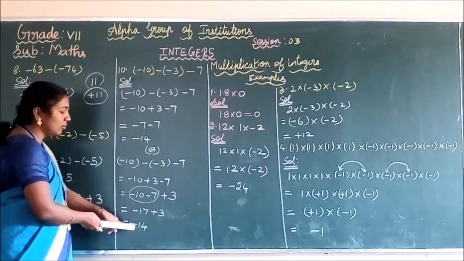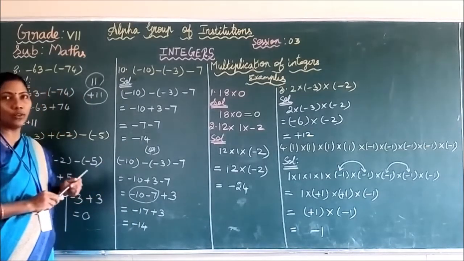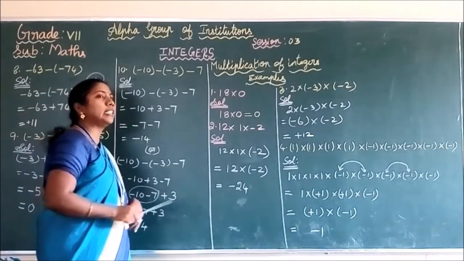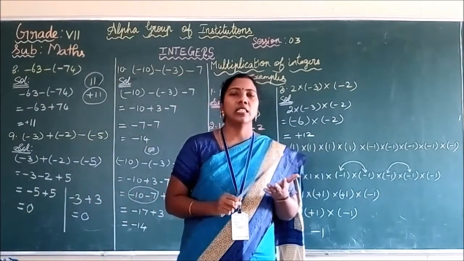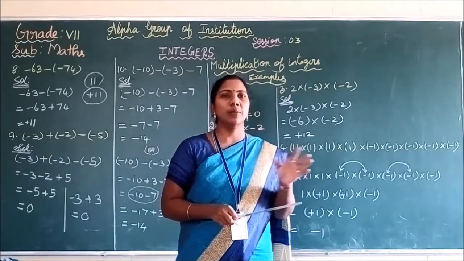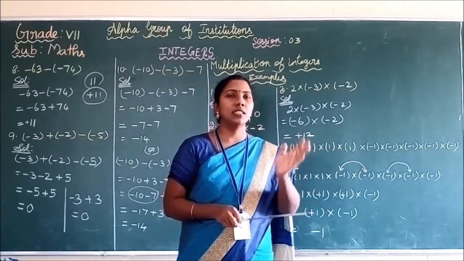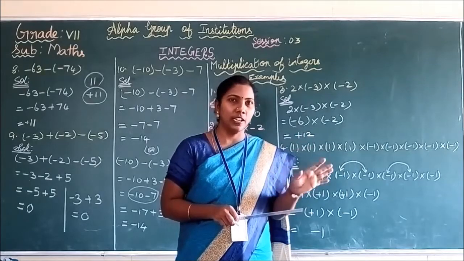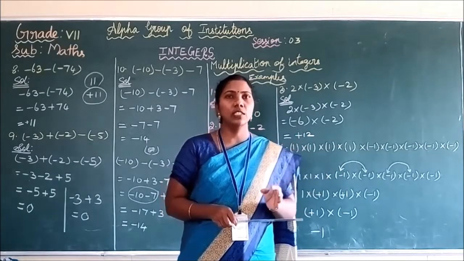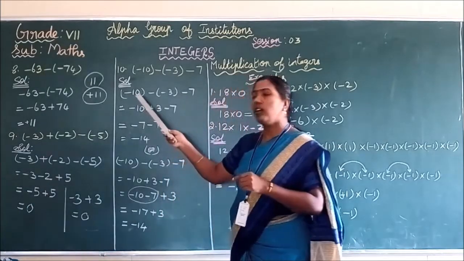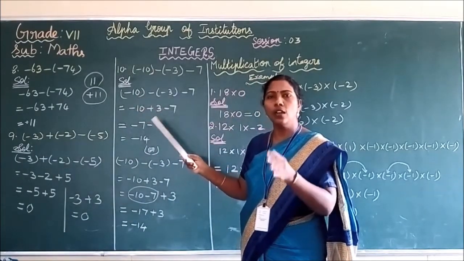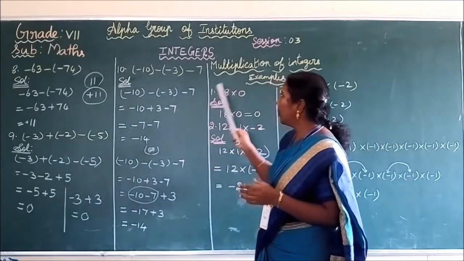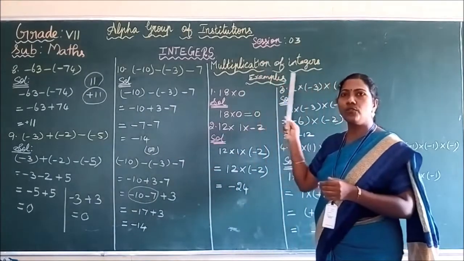In both methods you get the answer minus 14. I hope by seeing this example you have a clear idea about the addition of integers and subtraction of integers. Hereafter you don't separate this as addition of integers and this as subtraction of integers. Whatever the question given, the first step is you have to remove the brackets and then apply rule 1 or rule 2. It's clear. Next we are going to see multiplication of integers.